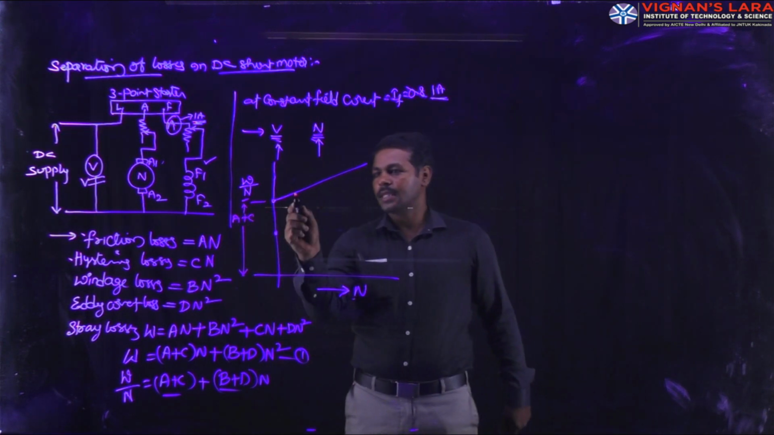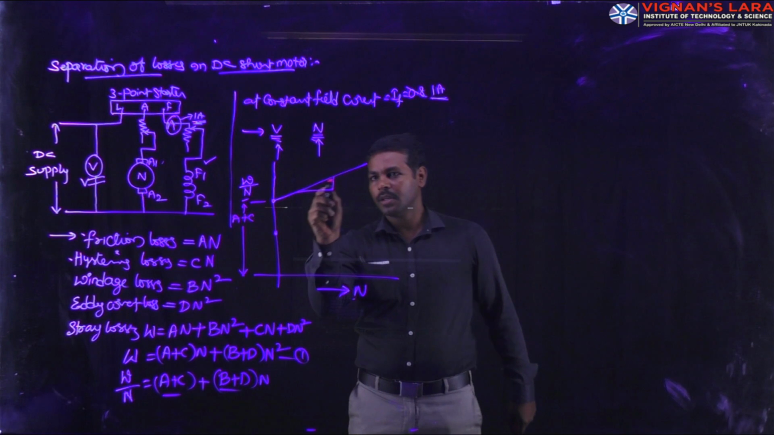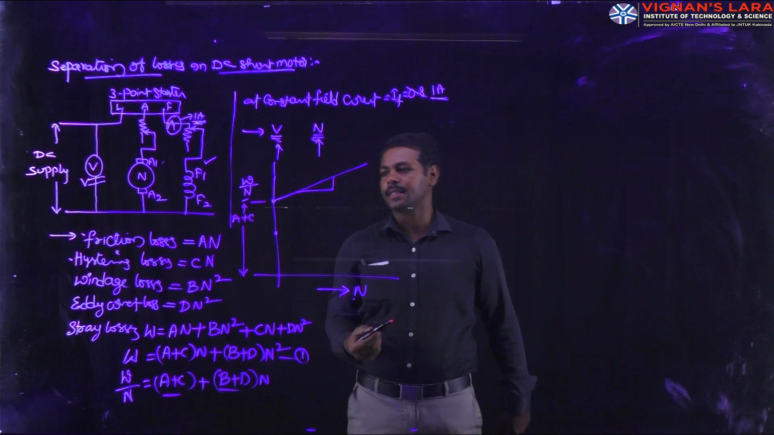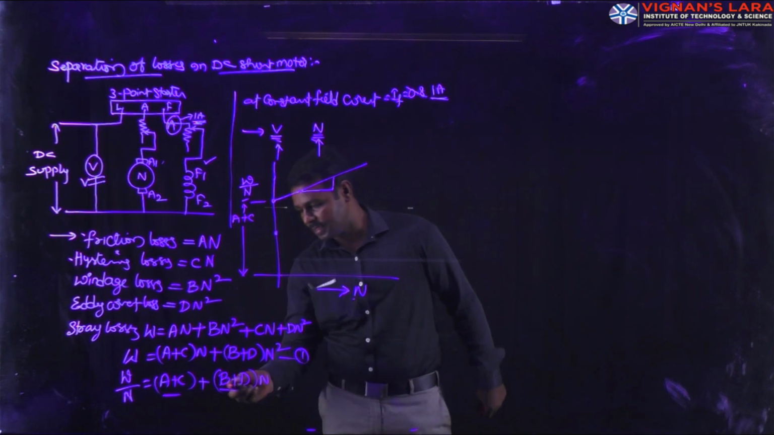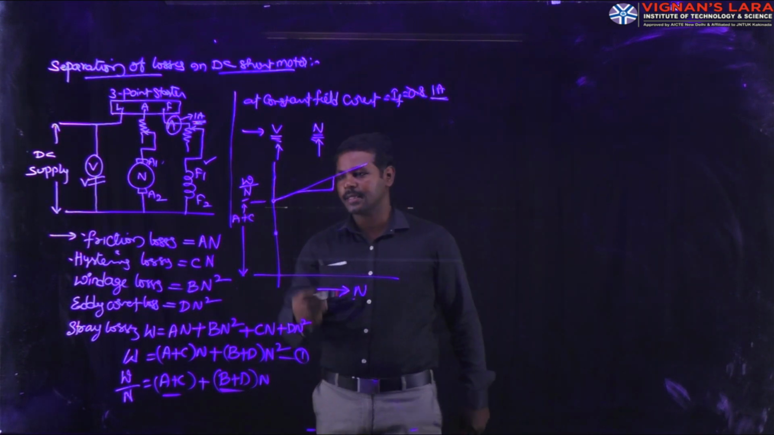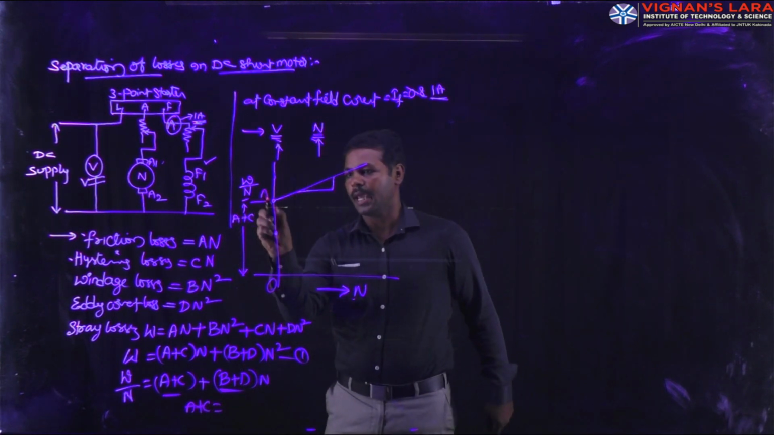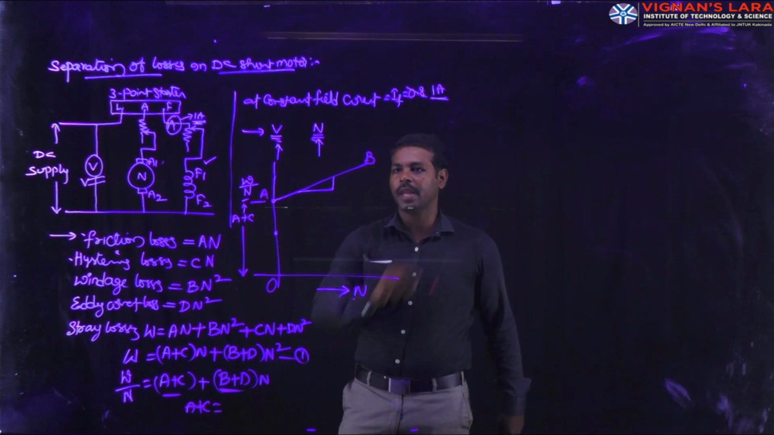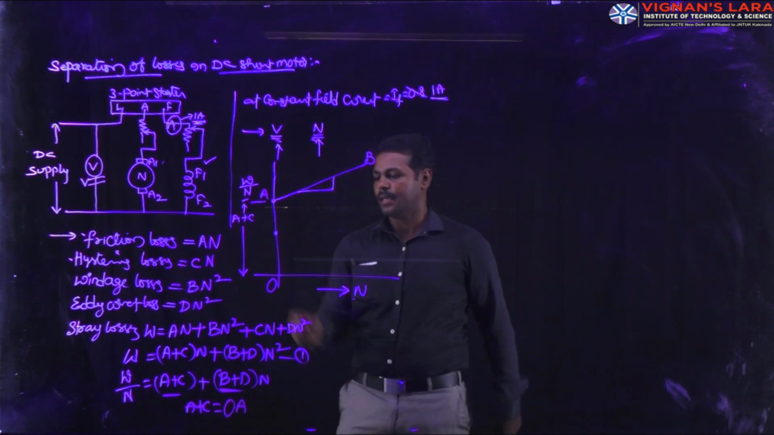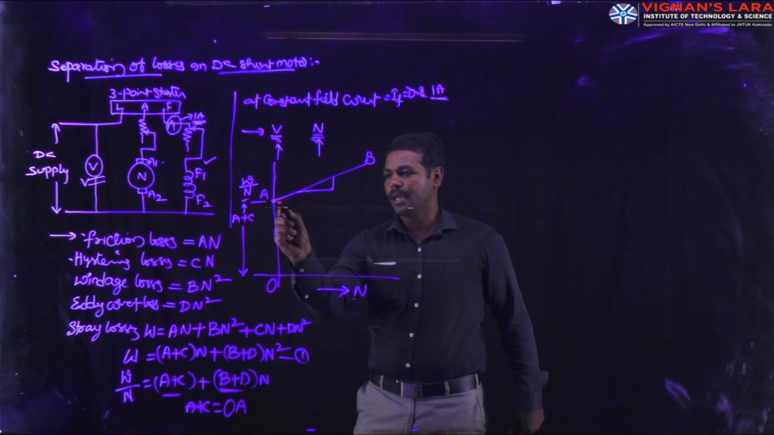The second parameter is the slope of the given characteristic line, y2 minus y1 divided by x2 minus x1. Based on that, we can also find out B plus D. In these characteristics, A plus C is equal to OA. So OA must be equal to A plus C. The second one is the slope of the given line.